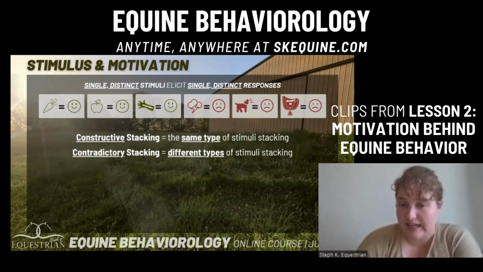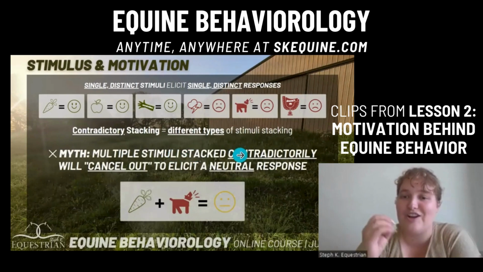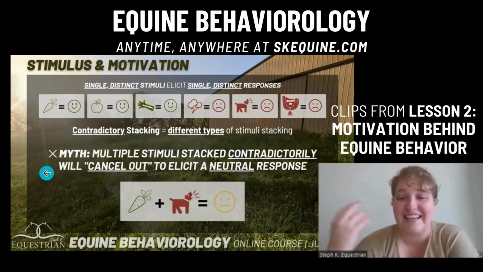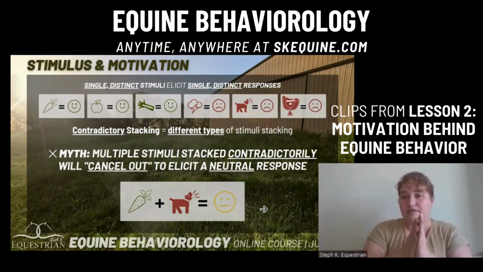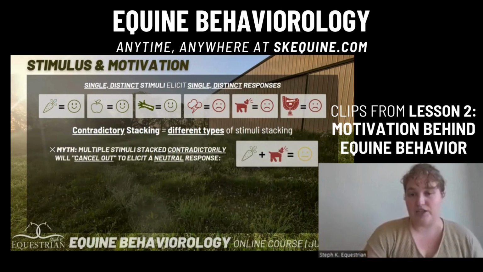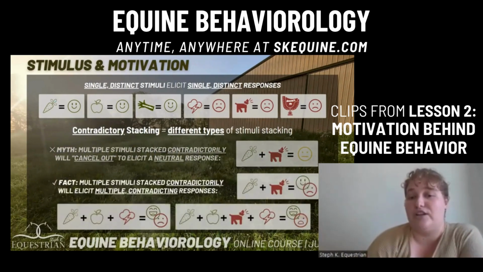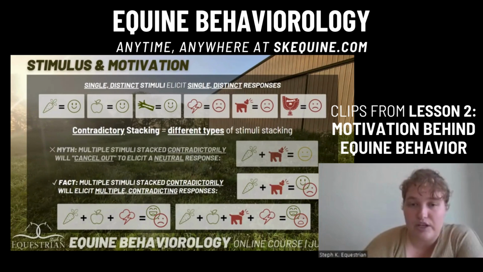With contradictory stacking, when we have different types of stimuli, there is this myth that multiple stimuli stacked contradictorily will cancel out. Maybe the dog barking makes them really upset, carrots make them a little happy, so the net result is somewhere in between the two of those. What really happens in this situation is that multiple stimuli stacked contradictorily will elicit multiple contradicting responses. So when a horse is presented with a carrot and a dog barking, we're going to feel both of those. They don't cancel each other out. Both are present. They're feeling these multiple contradicting responses.